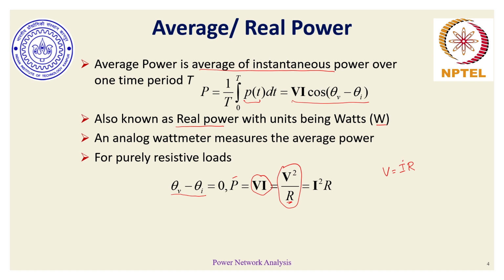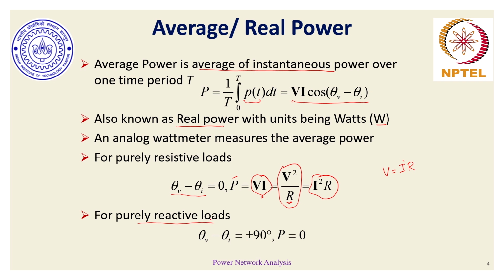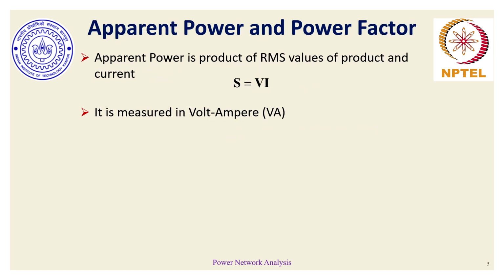And if we substitute V as IR into this expression, then we get the corresponding I square R expression. For inductors or capacitors, which are also called purely reactive loads, by inductors and capacitors, I mean lossless inductors and capacitors, the corresponding phase angle difference between voltage and current is either plus 90 or minus 90: plus 90 for inductors and minus 90 for capacitors. So, in that case, cosine of plus or minus 90 becomes 0, and essentially when the cosine term becomes 0, the corresponding real power absorbed by these reactive loads is purely 0.